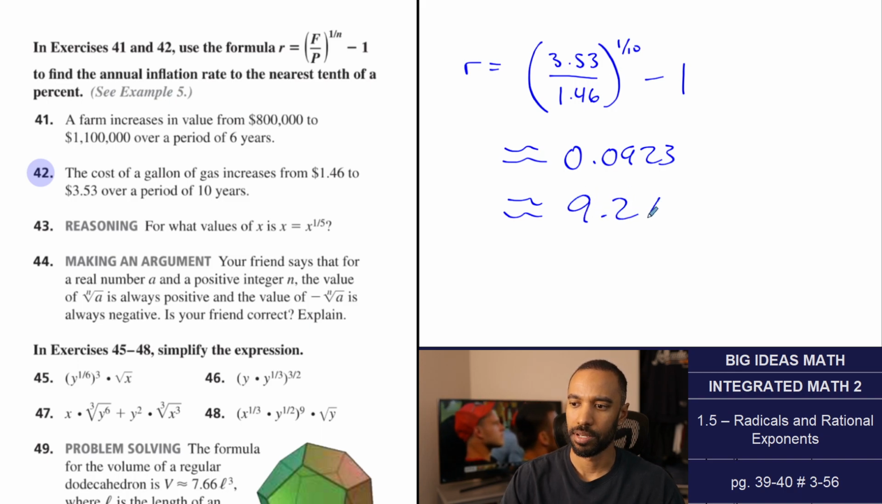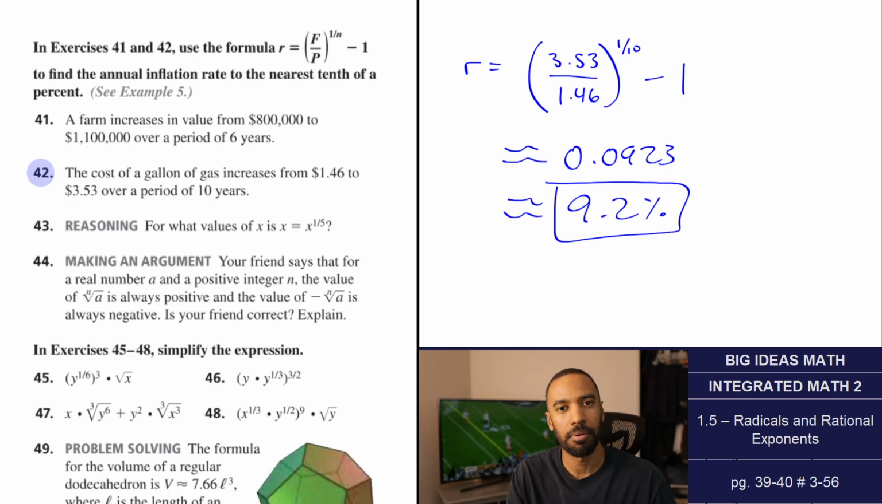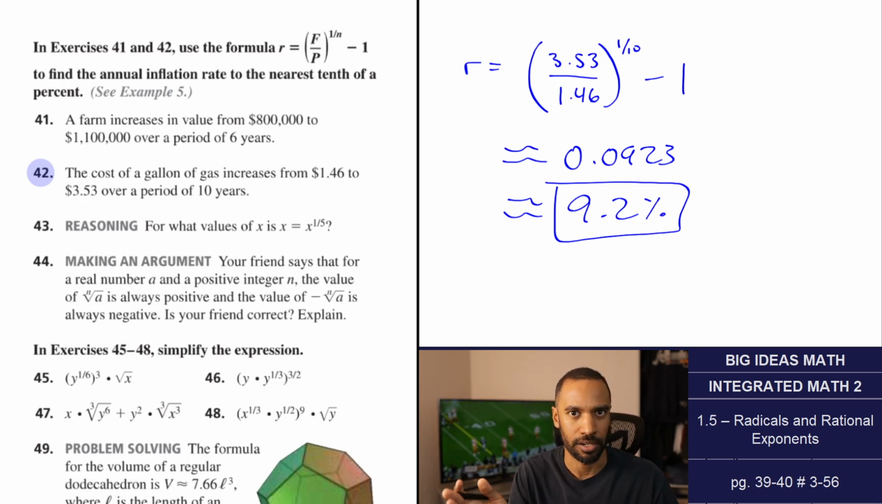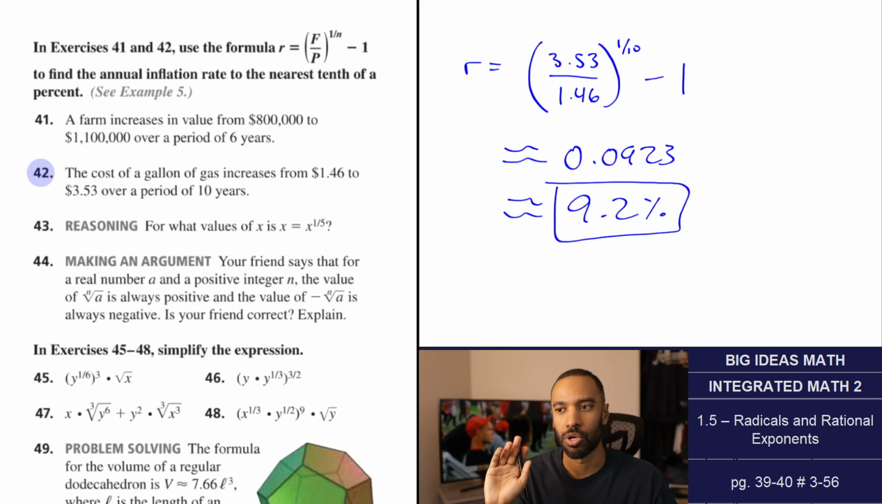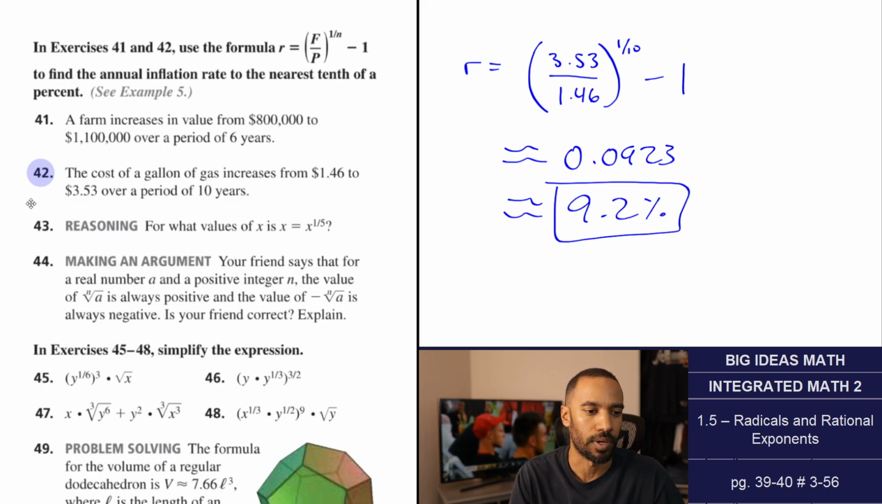0.0923 is around 9.2%. So what you were doing in these situations, just so you know, is that this gas was increasing around 9% every year for 10 years. A gallon of gas went from 1.46 to 3.53 over that time, increasing about 9% every year for 10 years. That's the idea of what you're doing in that.